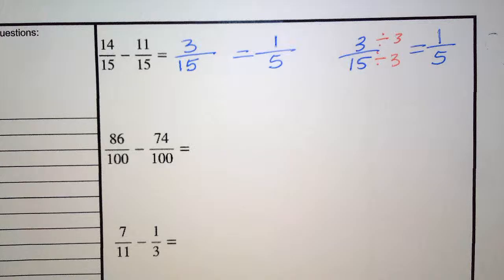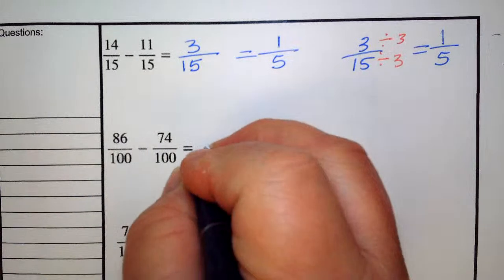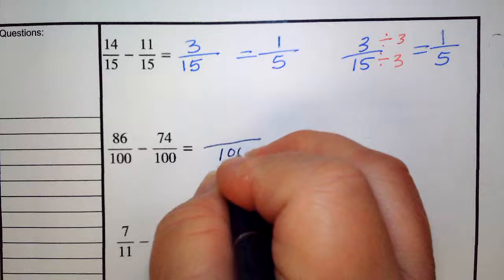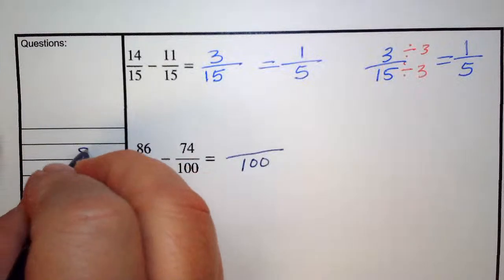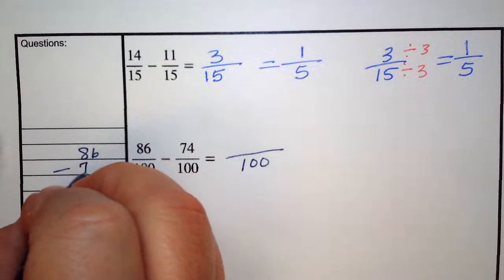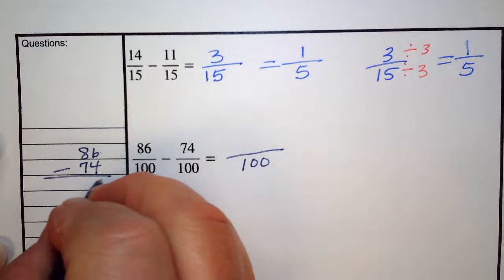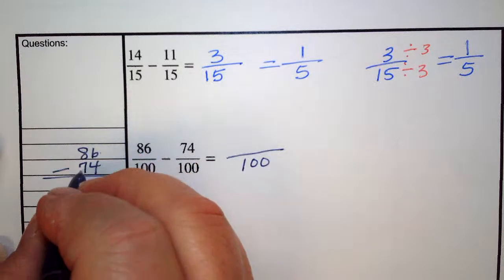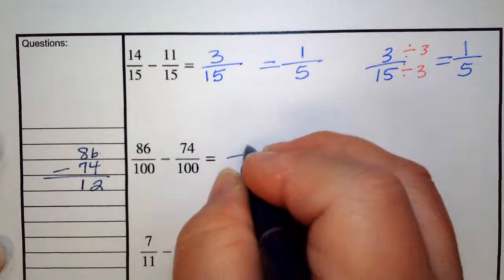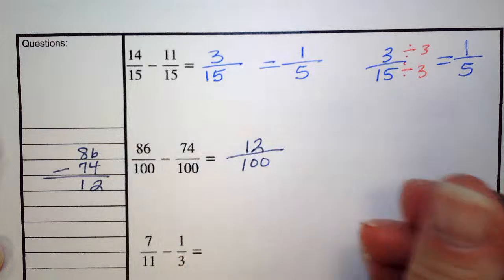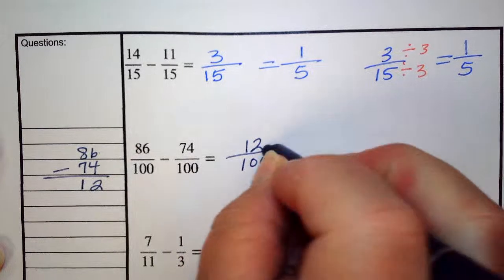Okay, for the next one, we've still got that common denominator, so we know it's going to be over 100. 86 minus 74. 6 minus 4 is 2. 8 minus 7 is 1. So this becomes 12 over 100.